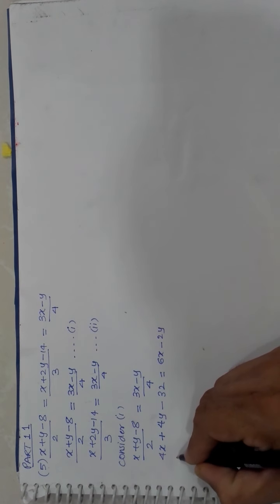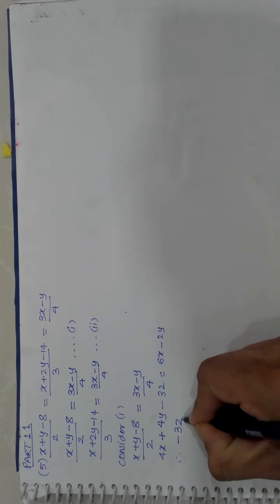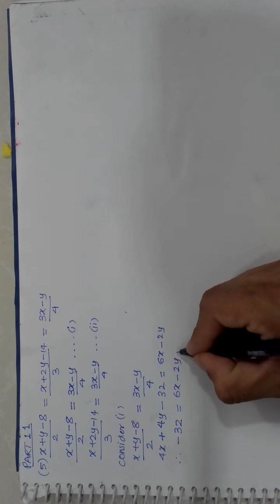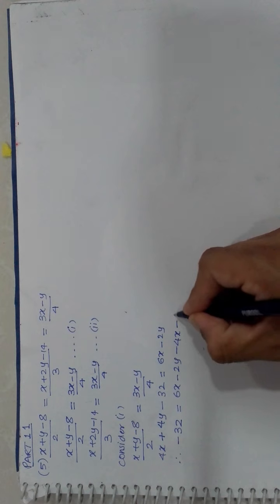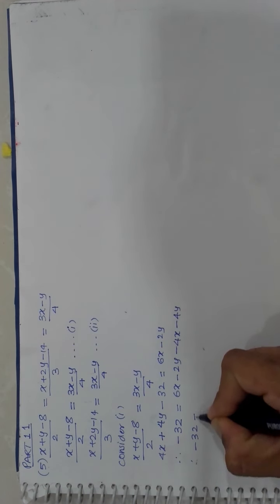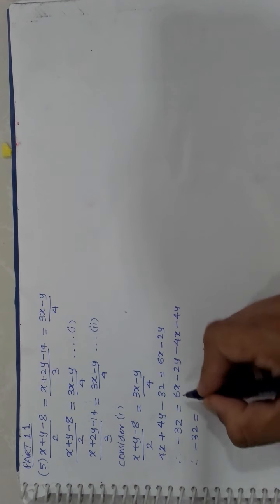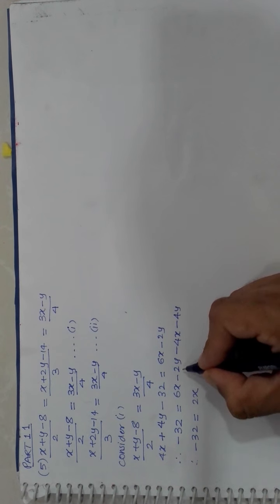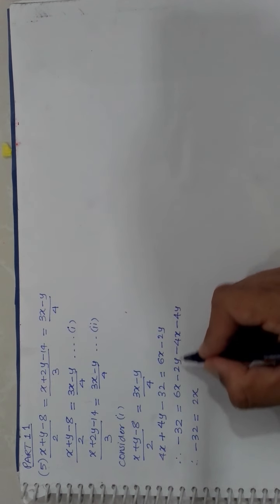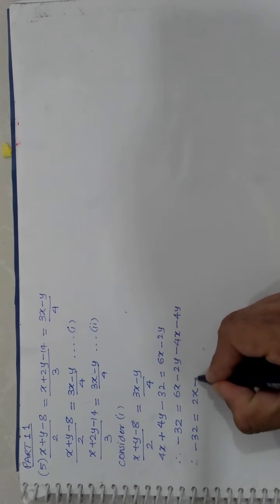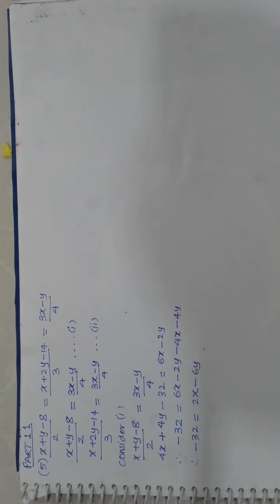So it will become, both going that side, 32. This is 6x minus 2y minus 4x minus 4y. So you get here minus 32. This being the like term, 6x minus 4x, you can subtract it, becomes 2x, and minus 2y minus 4y, both are having the same sign, so addition will be there, and the larger number sign, that is equal to minus 6y. Agreed? So you got it properly.